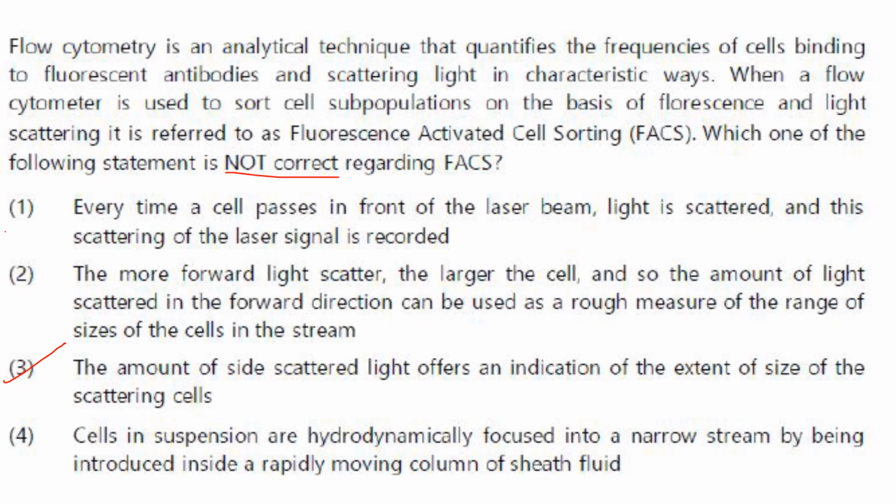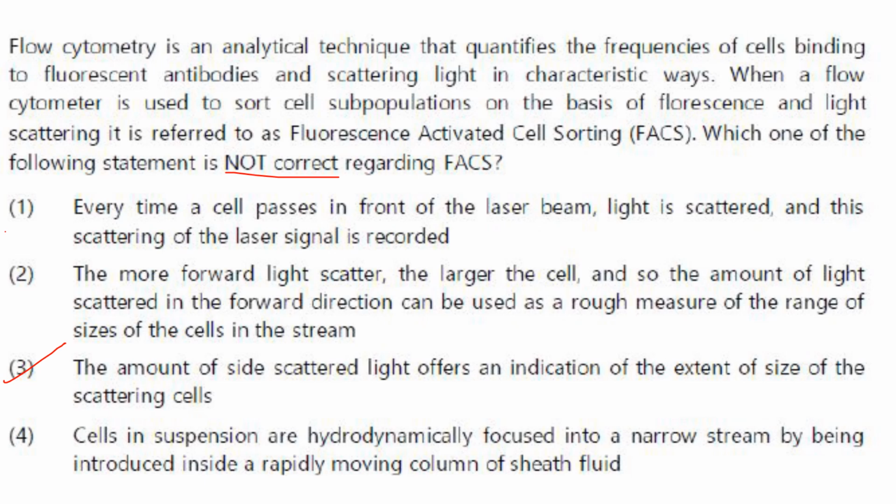Then next one. Flow cytometry is an analytical technique that quantifies the frequencies of cell binding to fluorescent antibodies and scattering light in characteristic ways. When a flow cytometer is used to sort cell subpopulations on the basis of fluorescence and light scattering, it is referred to as fluorescence activated cell sorting. Which one of the following statements is not correct regarding fluorescence activated cell sorting?